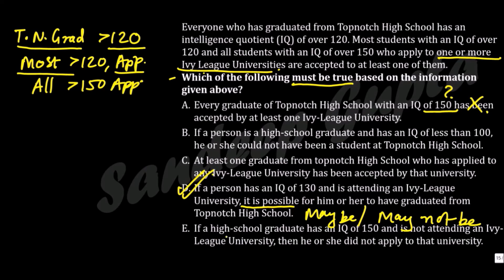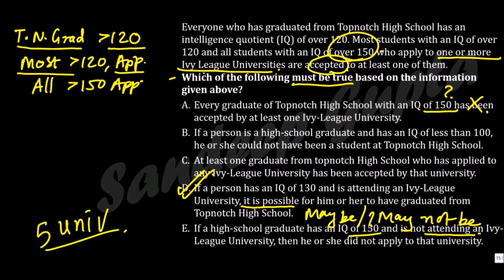Let's see option E. If a high school graduate has an IQ of 150, again, it should be over 150, not of 150. So this is a definite question mark and is not right. See how deceptive they make the question. You are given they are accepted. Now it says attending. You may be accepted to 5 universities, but you cannot attend all of them. So if you are not attending a university, that does not mean you did not apply. You may apply to 5 schools or 5 universities, you may get through all of them, but you cannot be attending all of them. So if you are not attending, it doesn't mean you did not apply to that university.